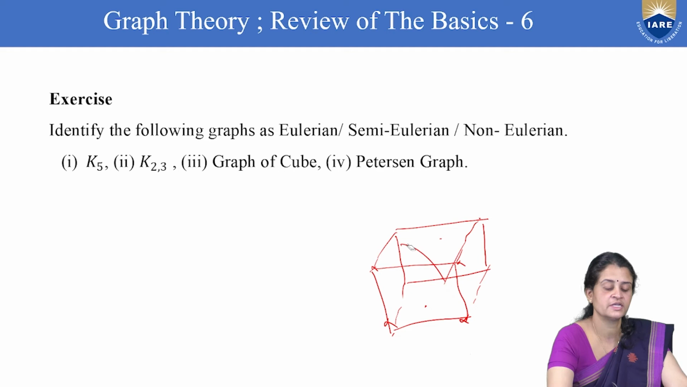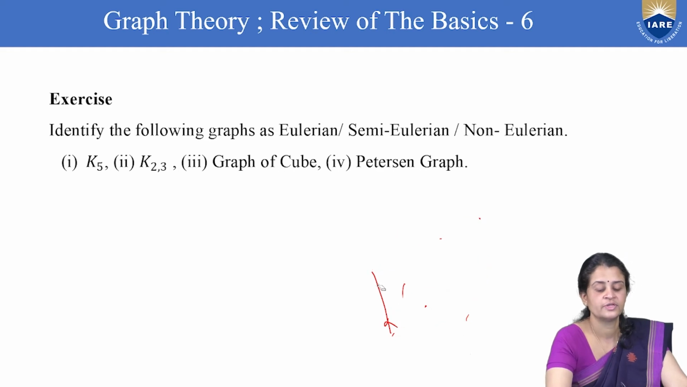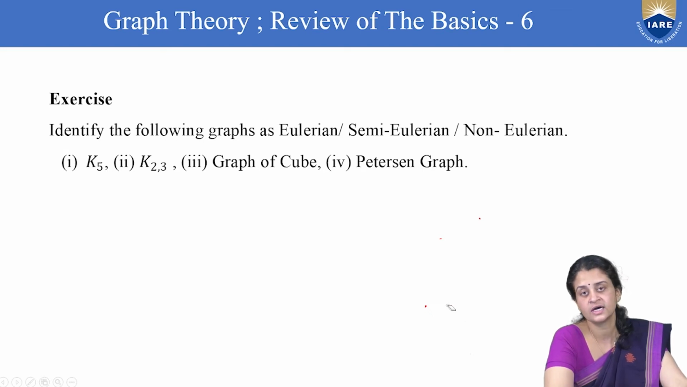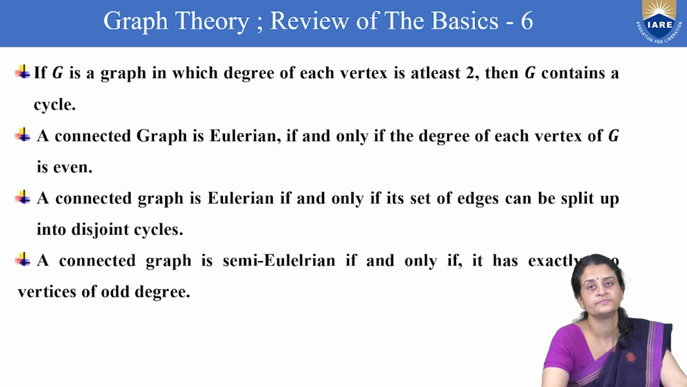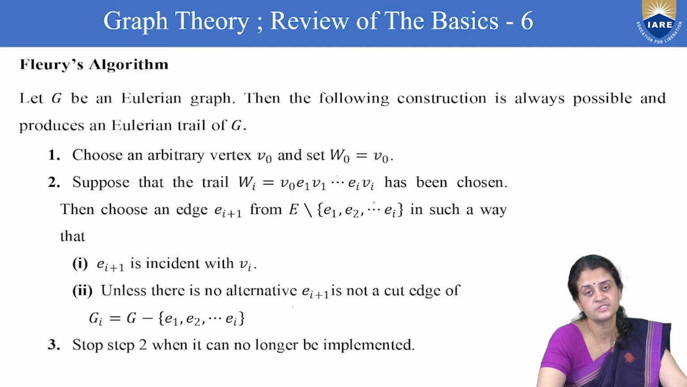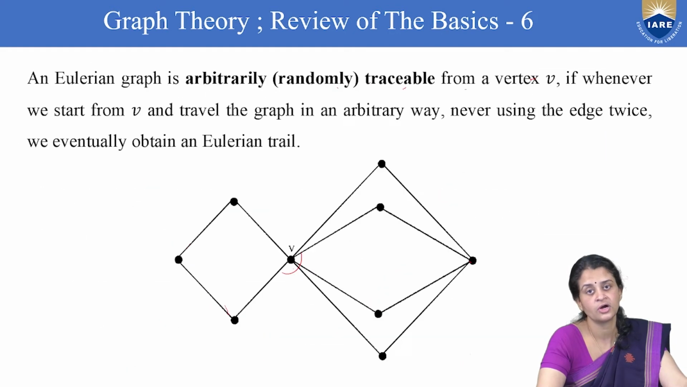And what about this Petersen graph? I think we have discussed it earlier in our lecture series. It's a 3-regular graph with 10 vertices and 15 edges. What is the condition that we had? A connected graph is Eulerian if and only if the degree of each vertex in G is even. So in the Petersen graph, every vertex is of odd degree. It is also non-Eulerian.